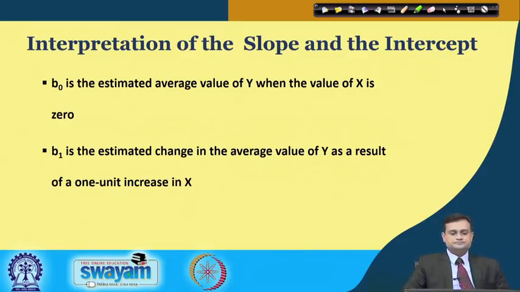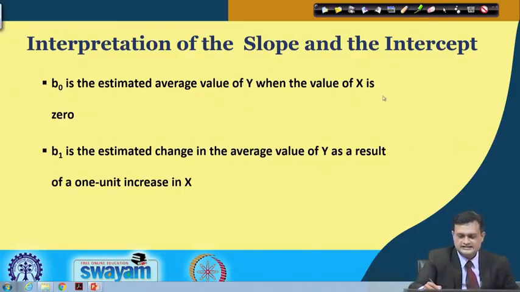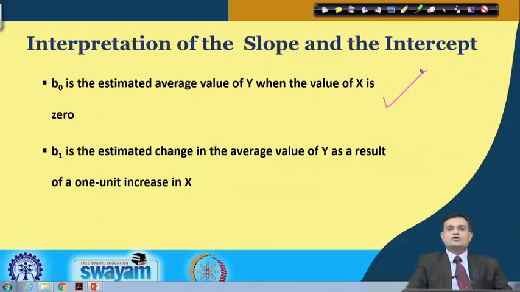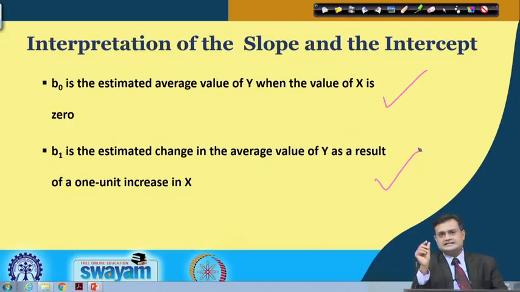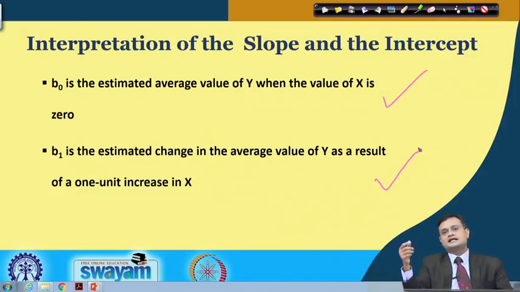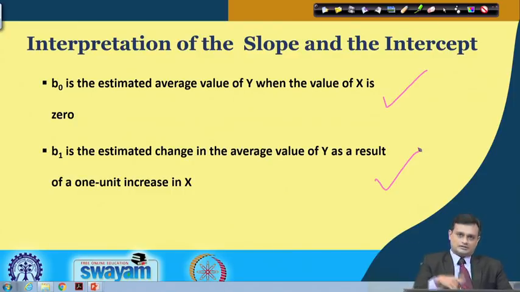So b0 is typically the estimated average value of y when the value of x is 0, and beta 1 is the estimated change in the average value of y as a result of 1 unit increase in x. So if you increase your x by delta, what is that unit change? Change in slope, and this is typically reflected by my b1 or beta 1.